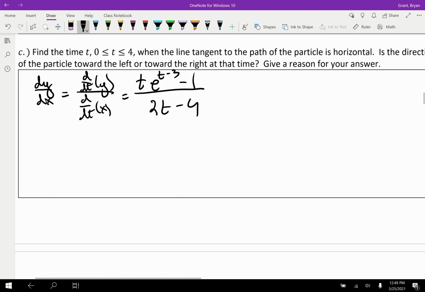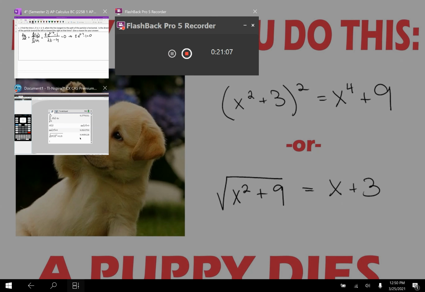What would cause this derivative to be equal to 0? Well, if this is going to be equal to 0, then that is when the numerator becomes 0. So we're going to set this equal to 0. That's going to imply that t e to the t minus 3 minus 1 equals 0. And how do we deal with that? Oh, we just graph it and find the zeros. No reason to solve here.